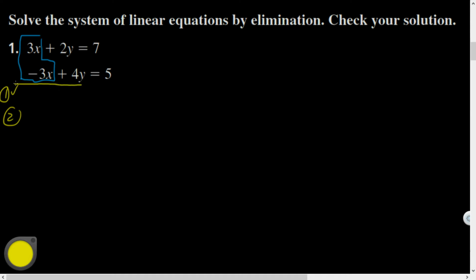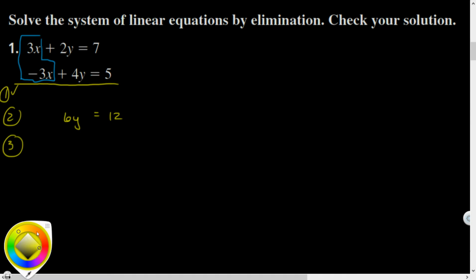Here we go. I'm adding these two equations. That seems so unusual to us, but we are allowed to do it. 3x plus negative 3x is 0x. It's nothing. Perfect. They got eliminated. That's what we wanted. All right, add the y's together. 2y plus 4y is 6y, and then add the constants together on the other side of the equal sign. 7 plus 5 is 12. All right, I added them up.